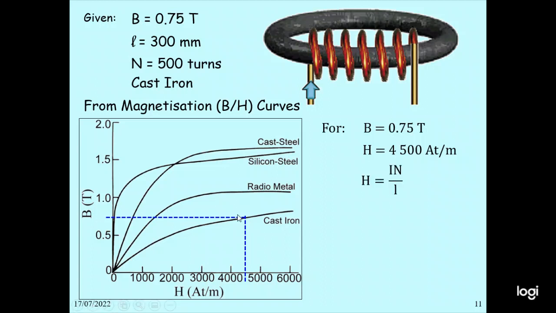H equals IN by L, so HL by N is equal to I. So 4,500 multiplied by 0.3 divided by 500, you get 2.7 ampere.